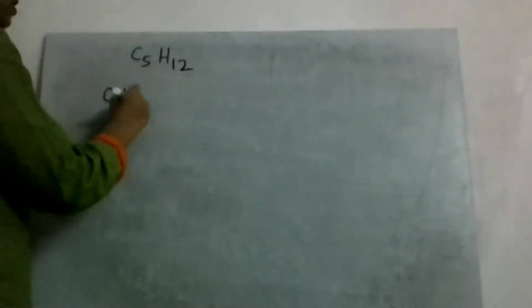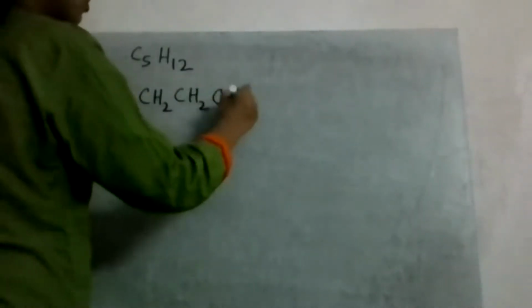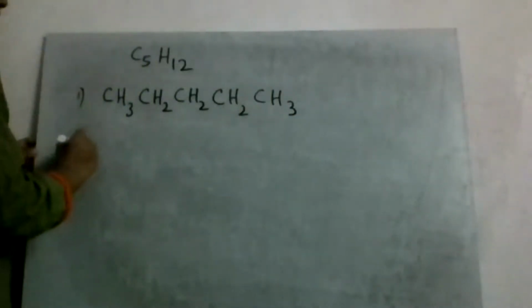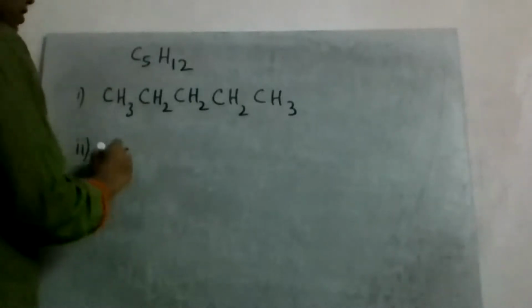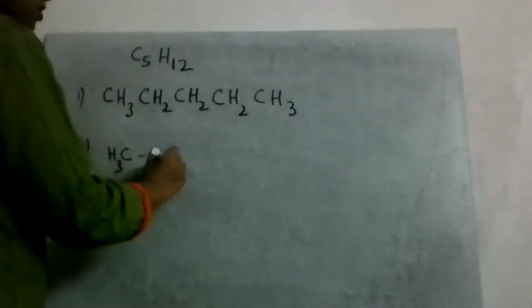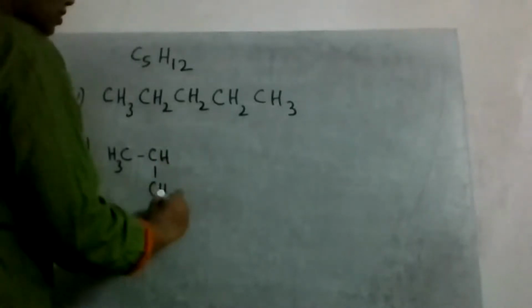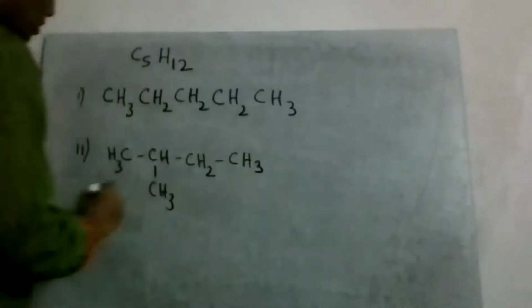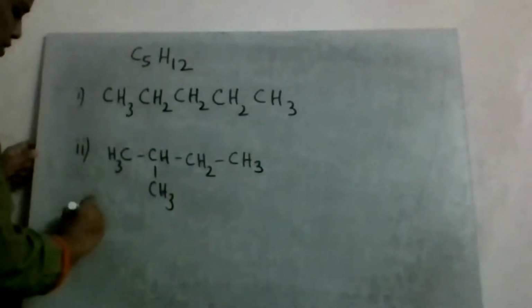It's a single monochloride. So there are three different isomers that are formed with the molecular formula C5H12. First let me write normal pentane: CH3, CH2, CH2, CH2, CH3. Then let me write isopentane. Isopentane is CH3, CH, CH3, CH2, CH3. This is 2-methyl-butane. And the third one is neopentane.